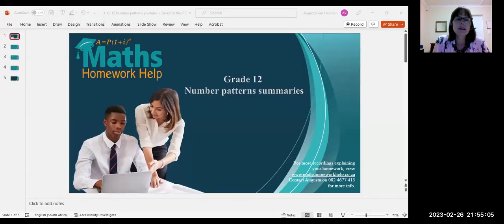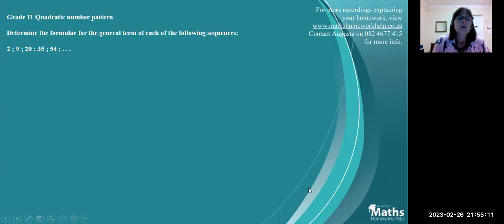Now I'm going to show you some examples of number patterns. So let's look at the first one here. An example of a grade 11 one, the quadratic one. When I teach this, I always tell my pupils that the first thing you do is write it down like this. It helps you to structure yourself when you do number patterns.